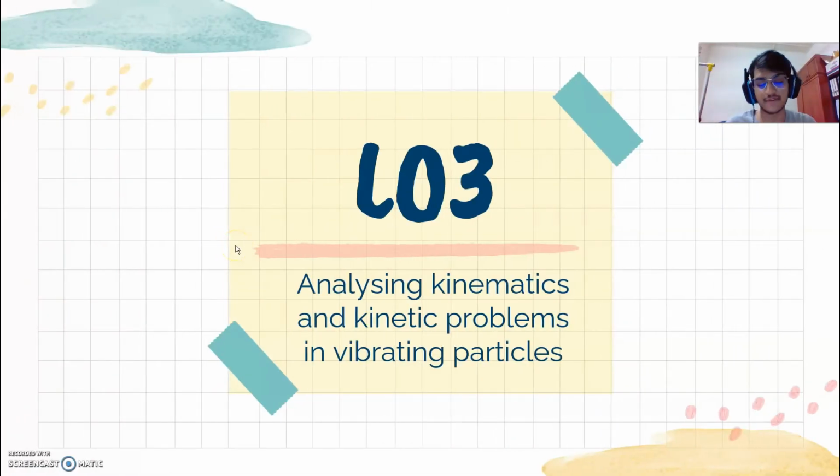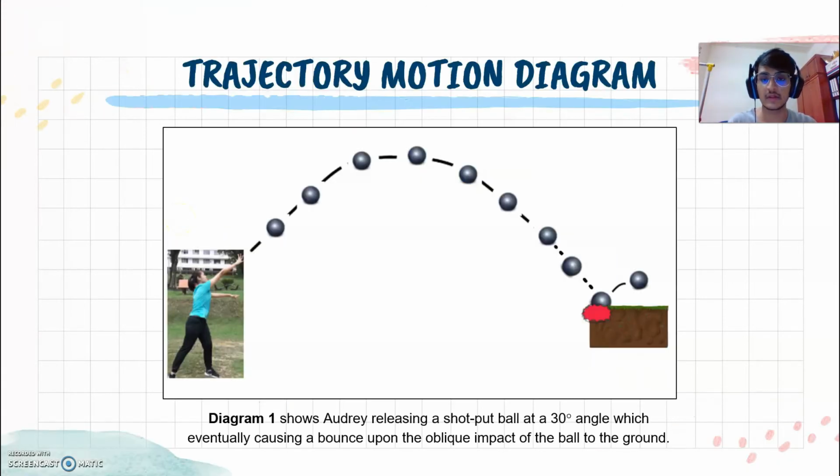Hello everyone, I'm Vissagan here. So today I'll be presenting my third learning outcome, which is analyzing kinematics and kinetic problems in vibrating particles. This slide shows a trajectory motion diagram where my good old friend Audrey is releasing a shot put ball at a 30-degree angle, which causes it to eventually reach the ground and produce an oblique impact.